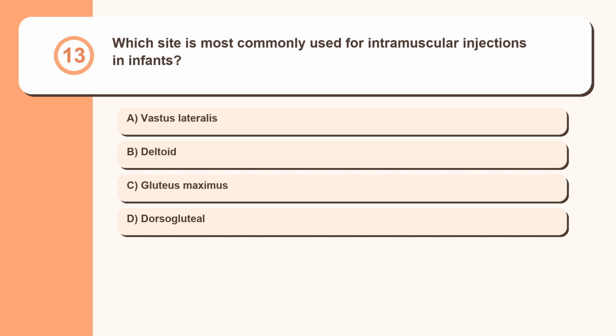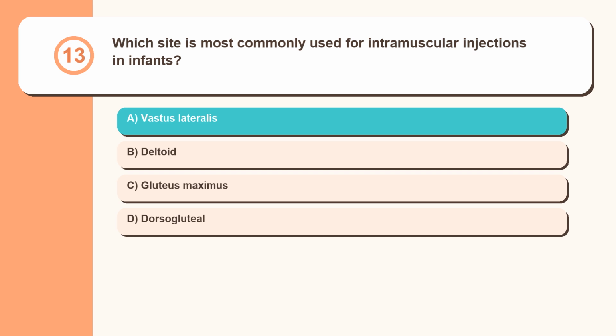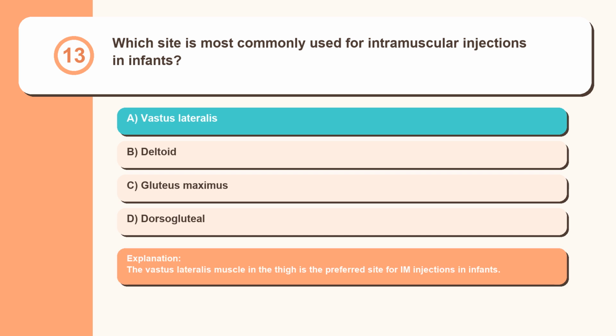Question 13. Which site is most commonly used for intramuscular injections in infants? Vastus lateralis, deltoid, gluteus maximus, dorsogluteal. The vastus lateralis muscle in the thigh is the preferred site for IM injections in infants.